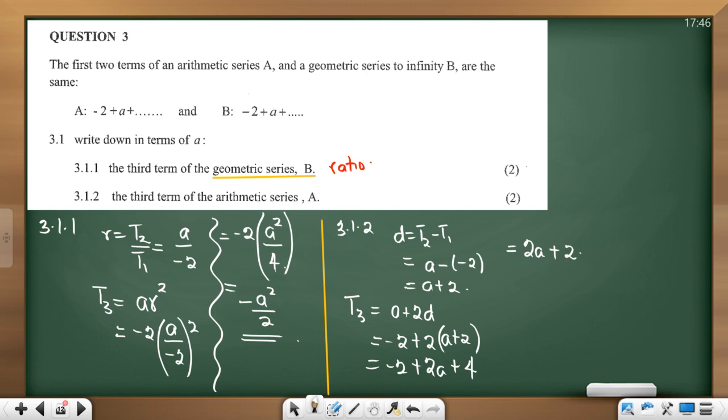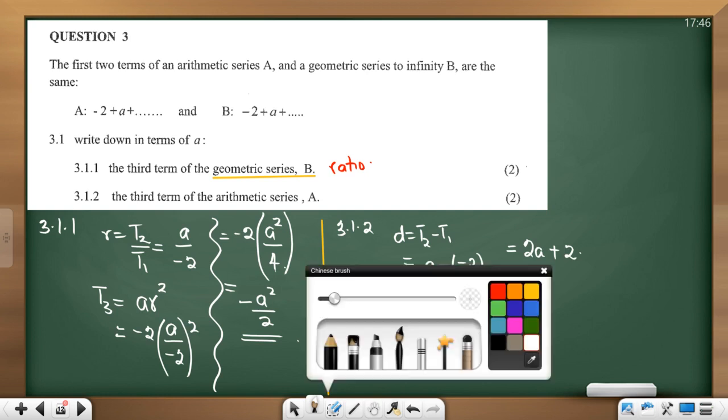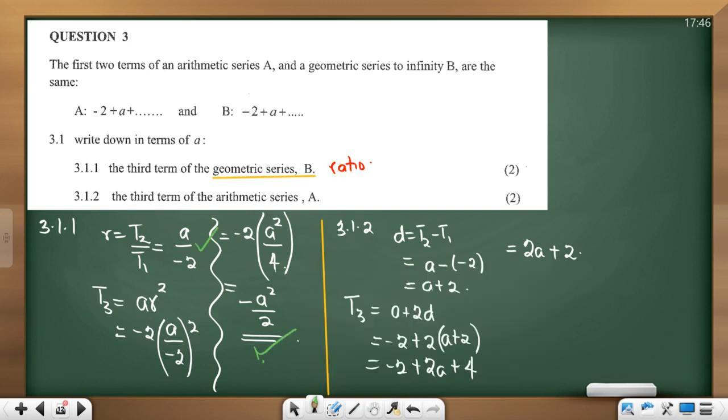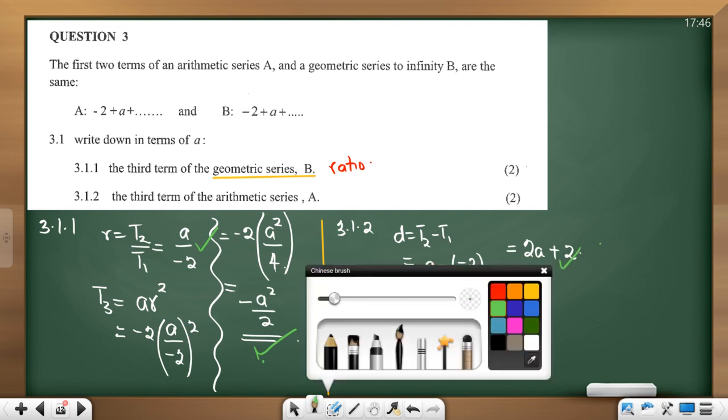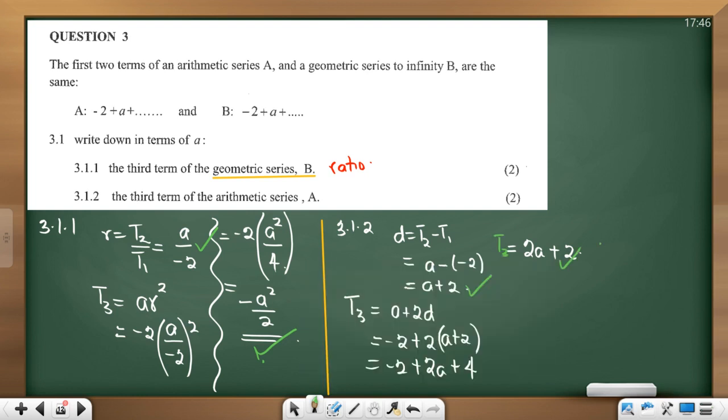I hope we're okay with those two questions. You'll be getting a mark for your ratio and final answer. Same thing here, you get a mark for your difference and then the final answer. All right. So don't let the question threaten you. Take the question and interpret gradually. You know, that's the whole idea.